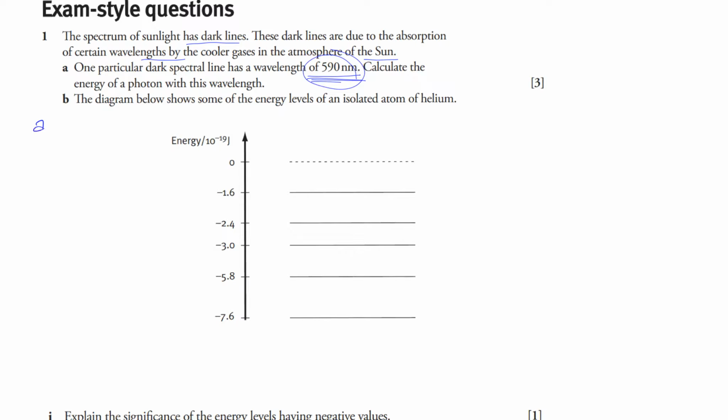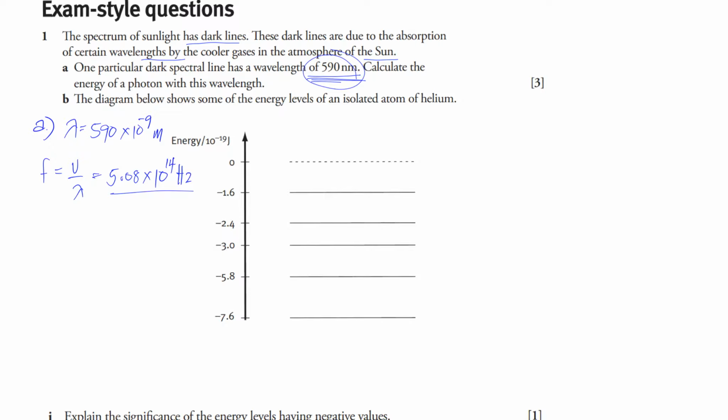So for part A, you have a given lambda. Lambda is 590 nano, so that is times 10 to minus 9 meters. Now we need to calculate first the frequency. The frequency is the velocity of light, which is constant, divided by the lambda. Using that formula, we have 5.08 times 10 raised to 14 hertz. This is our answer for the frequency.